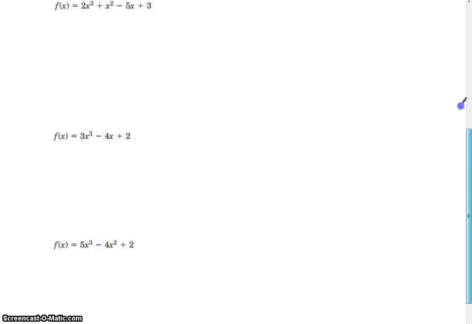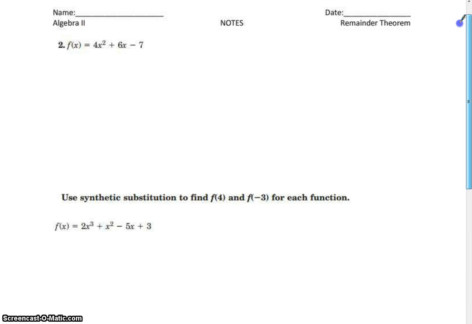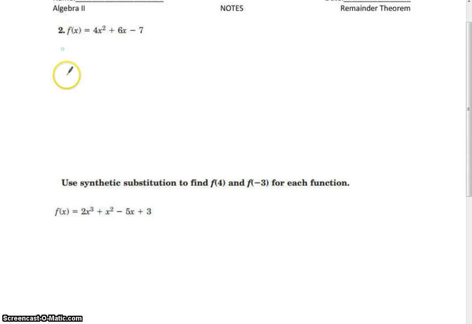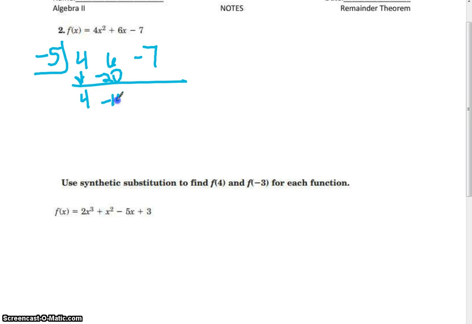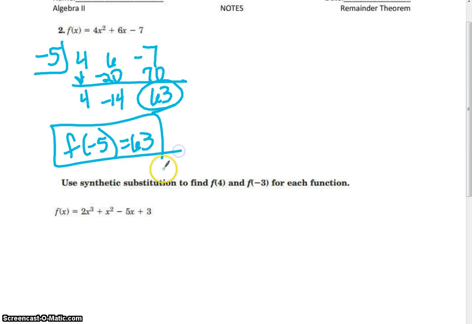Going to the back. Looking at number 2, they still want you to do it for -5 and 1/2. So -5, and we're going to have a 4 and a 6 and a -7. Bring down your 4. -5 times 4 is -20. 6 minus 20 is -14. -5 times -14 is a +70. And -7 plus 70 is a 63. This is your remainder, so F of -5 is equal to 63 is one of your answers.